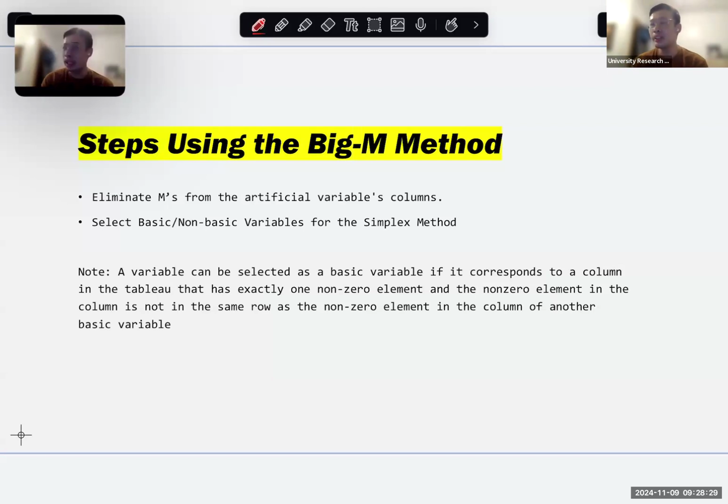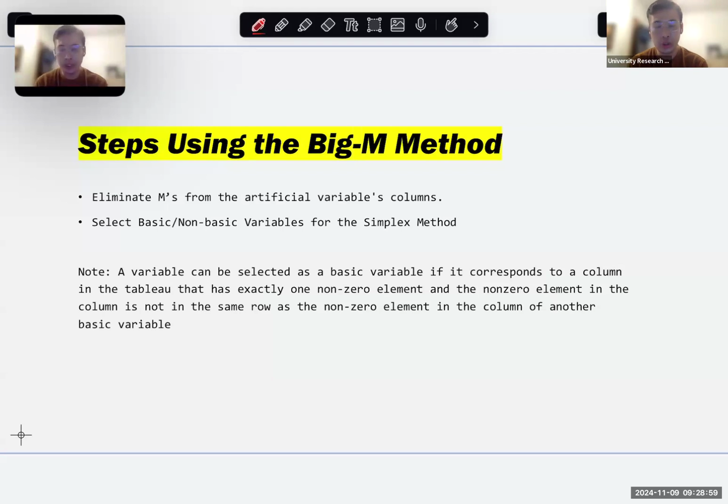And then the second step is we select which would be the basic variables and which are the non-basic variables. We have to take note that a variable can be selected as a basic variable if it corresponds to a column in the tableau that has exactly one non-zero element, and the non-zero element in the column is not in the same row as the non-zero element in the column of another basic variable. We'll understand this one.